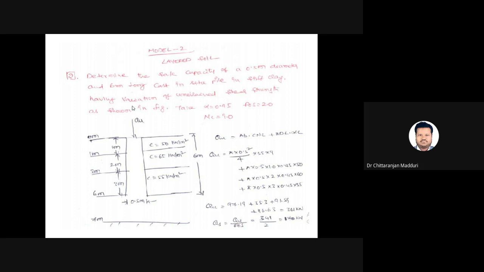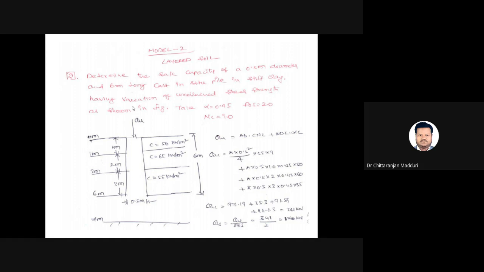So Q is equal to pi d square by 4 into c Nc. The diameter of the pile equal to 0.5 meters. So pi into 0.5 square by 4 into c value 55 into Nc value, standard 9. Here the cohesion varies from top layer to bottom layer. That's why we need to find out the skin friction layer by layer. The first layer is limited to the top 1 meter. So pi d L into alpha into c: pi into 0.5 into length of the pile 1 and alpha equal to 0.45 into 50. Here the cohesion in the top layer is 50.